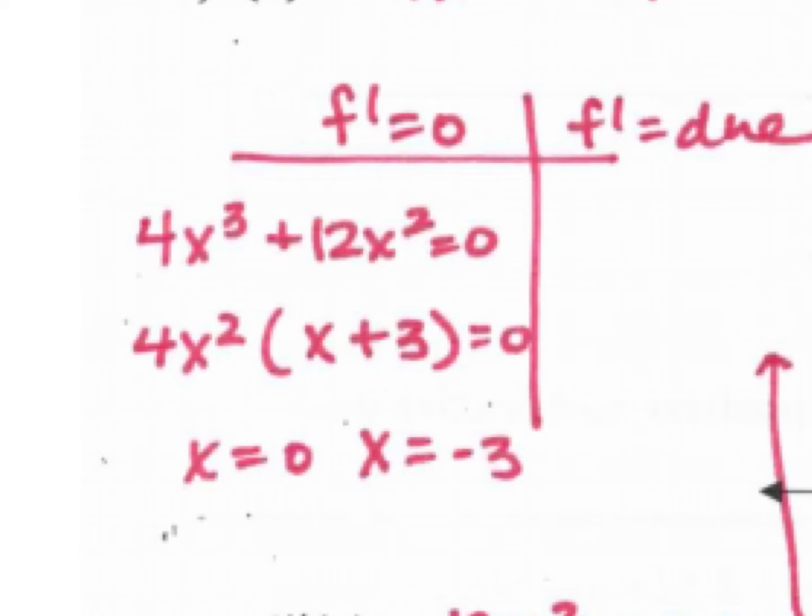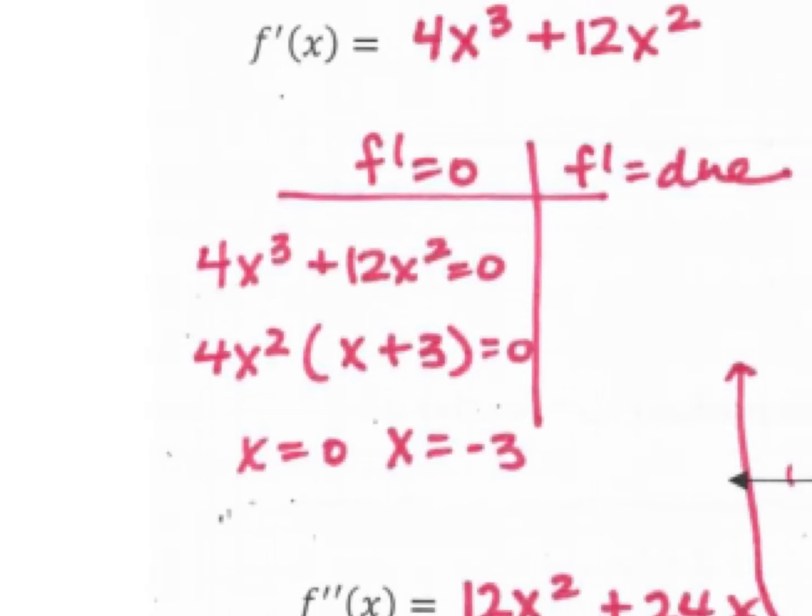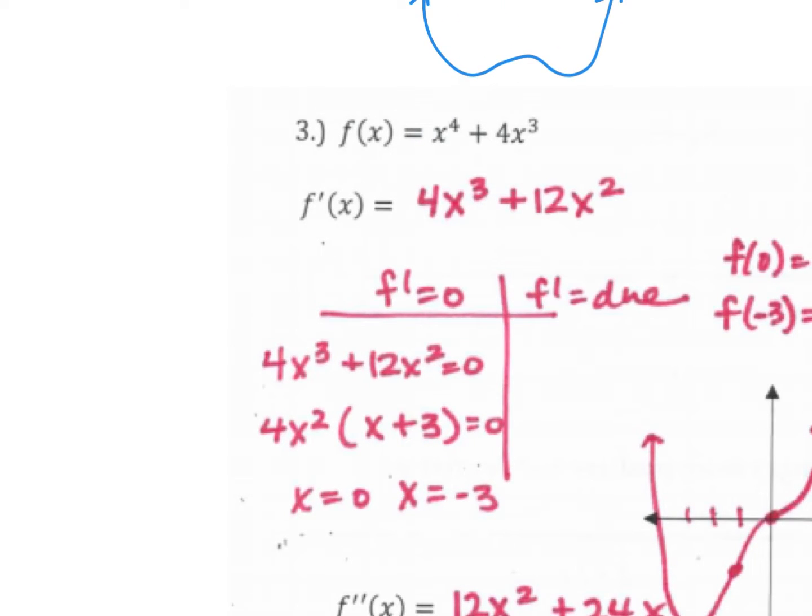So if I set this equal to 0, I need to solve this out. Well, to solve it, I'd factor out a GCF of 4x squared. That gives me x equals 0, and then x plus 3 would give me x equals negative 3. So at 0 and at negative 3 is when we could potentially have maxes or mins showing up.